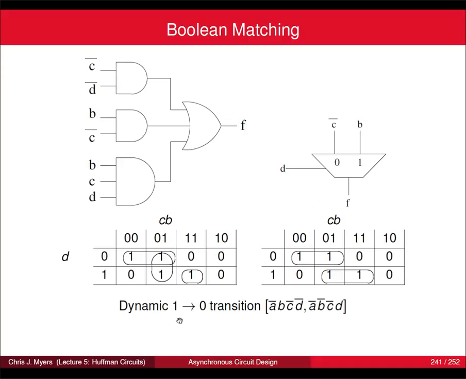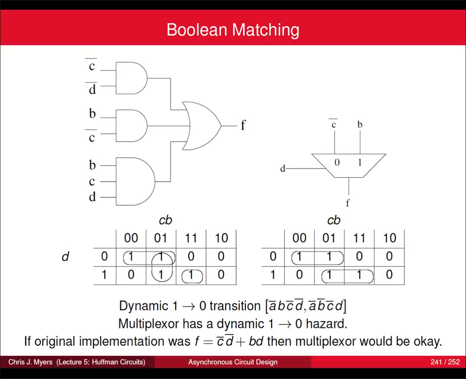So assuming that we have a dynamic 1 to 0 transition, the multiplexer has a dynamic 1 to 0 hazard. So you look at the transitions that you had when you mapped it, and you check to see whether those hazards exist in your library gates, and if they do, you have to exclude that library gate. So if this was the original implementation, the multiplexer would be okay. If this was what you started with, you could use the multiplexer, but because this is what you actually want to implement, the multiplexer is not safe.